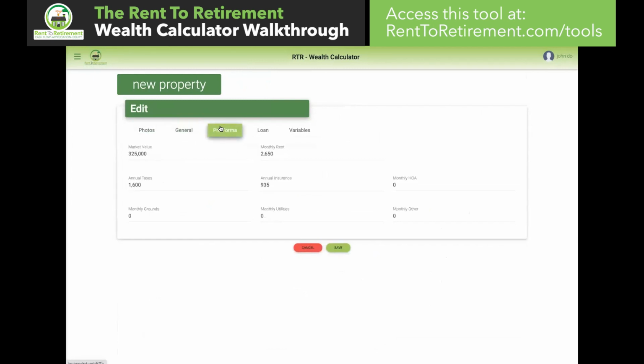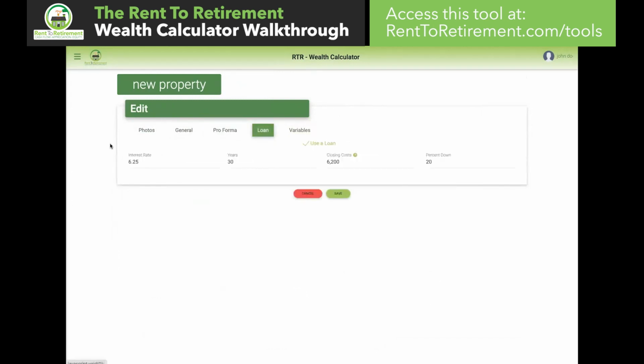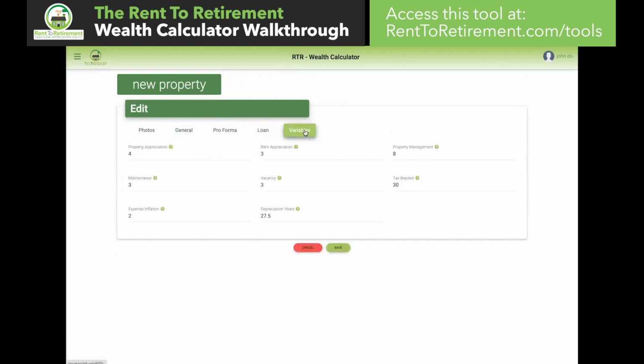Your pro forma is also information we filled out in the beginning. This is where, if you have additional expenses, you would add them. So if you have an HOA on this, if you had utilities, if this was a multifamily property and you had some additional expenses, this is where you would add things like that. Your loan is where you have your interest rate and your amortization. In most cases, this is going to be a 30-year fixed loan. You have your closing costs, again, not prepaid tax or insurance, just true loan and title costs for closing, and your percent down. And then your variables.